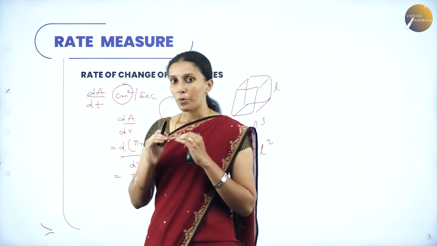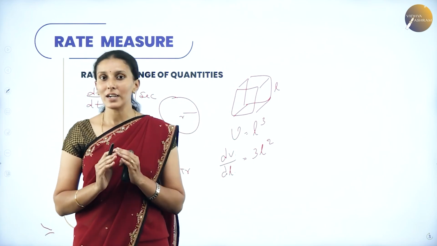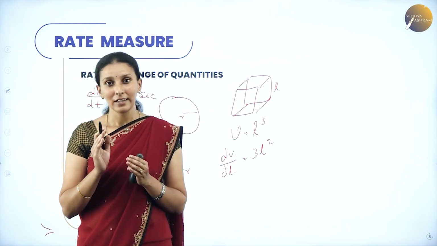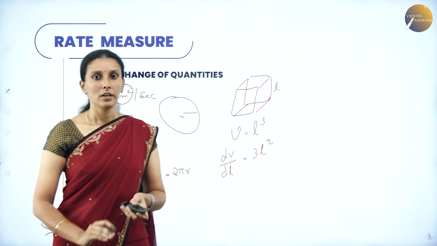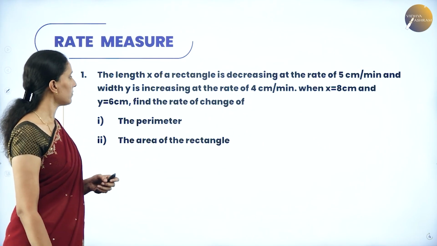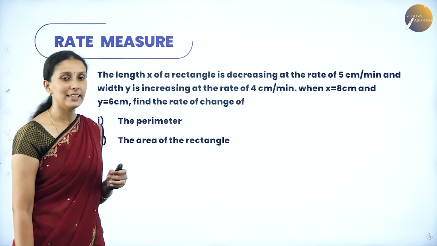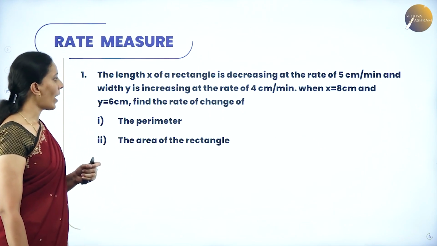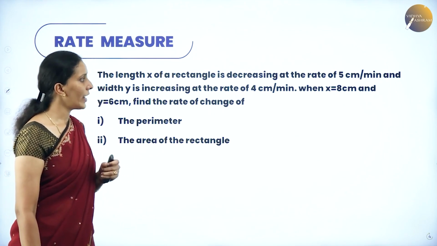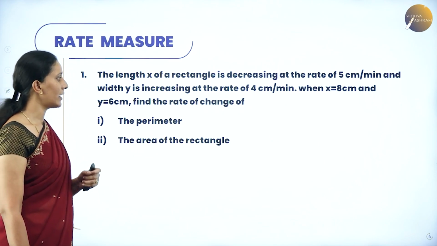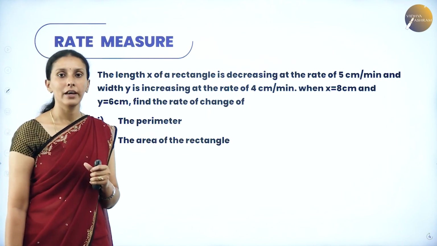Now we will take up problems related to rate of change of quantities, which are very simple to understand. It is a very important and compulsory question under the category of 5 marks questions. So let's see the first one. The length x of a rectangle is decreasing at the rate of 5 centimeter per minute and width y is increasing at the rate of 4 centimeter per minute. When x is equal to 8 centimeter and y is equal to 6 centimeter, find the rate of change of the perimeter and the area of the rectangle.